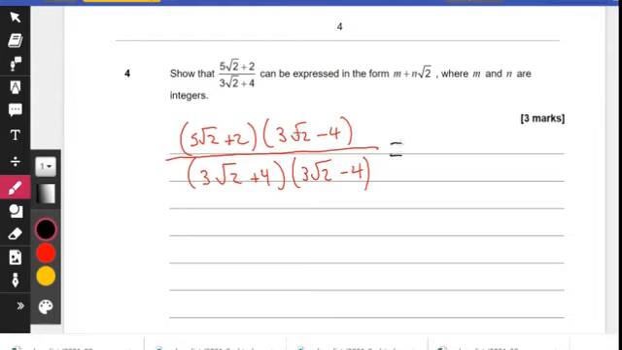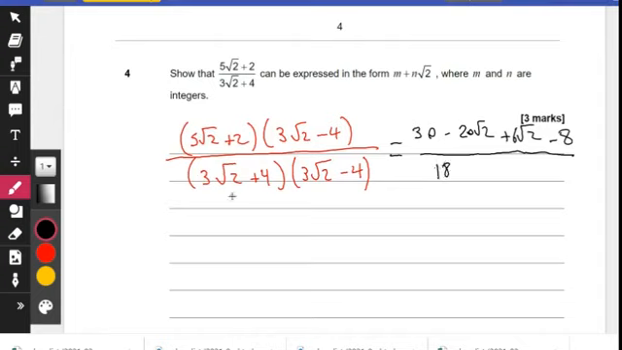So when we expand the top part, we get 5 root 2 times 3 root 2. Well, 5 times 3 is 15. Root 2 times root 2 is 2. 15 times 2 is 30. Then we have 5 root 2 times minus 4, which is minus 20 root 2. Then we have 2 times 3 root 2, which is plus 6 root 2. Then we have minus 8, over, and then we have 3 root 2 by 3 root 2, which is 9 by 2, which is 18.